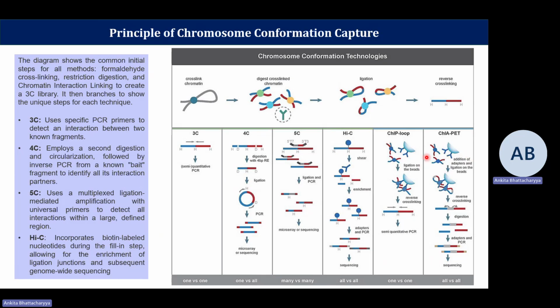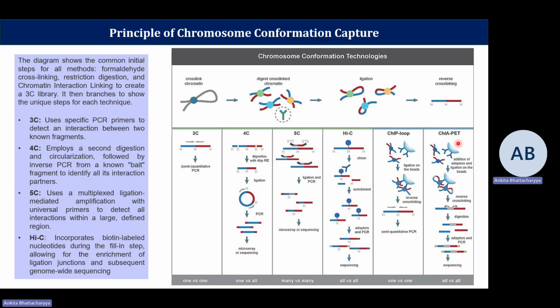But ChIA-loop, again, the initial steps are similar. You isolate chromatin, you digest it after cross-linking, then you ligate it, and you have these open loop ends, and you ligate them onto beads, after which reverse cross-linking is done, and then semi-quantitative PCR is done. And for ChIA-PET, you add adapters and ligate it onto beads. The difference between these two is that here you have a closed loop, here you have open loops, and then you reverse cross-link it, digest it, and use adapters and PCR, and you get all possible interactions. So this gives you way more information.